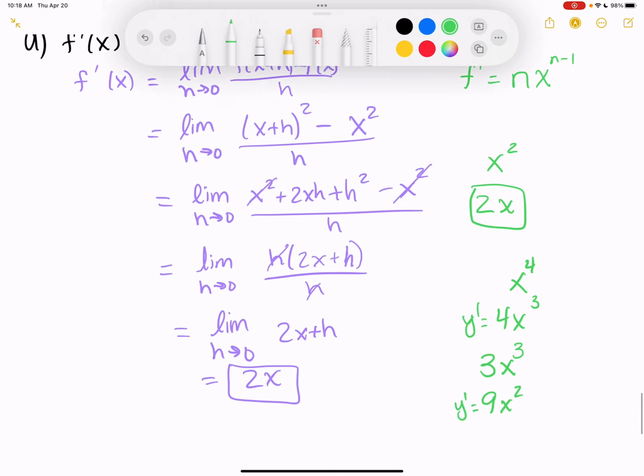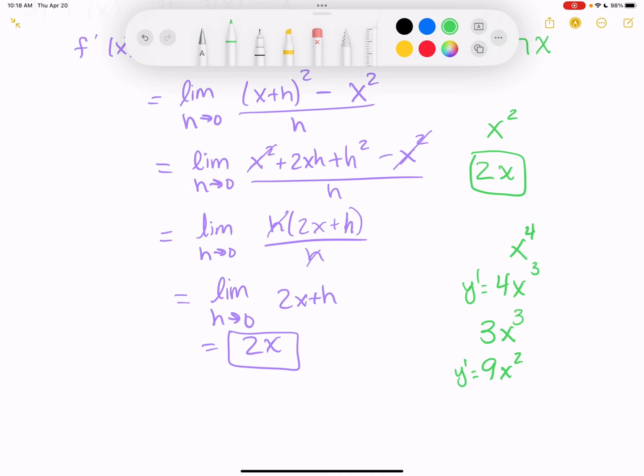If you had something like 3x to the 1/3, what about that one? Oh, x to the negative 2/3. Yes. Yep.